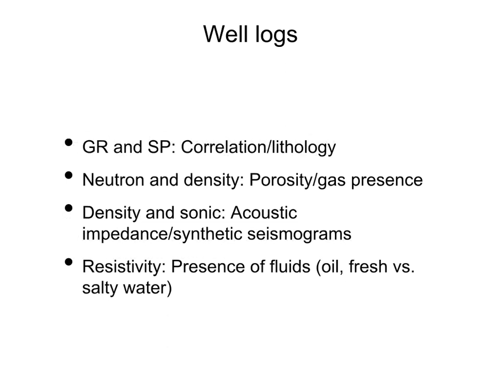The most common logs are gamma ray, GR, and self-potential, SP, which are good for determining lithology and correlating units. Neutron and density are good for determining porosity and the presence of gas. Density and sonic allow us to compute acoustic impedance and derive a synthetic seismogram along the well. Finally, resistivity is good for detecting the type of fluid such as oil, fresh water, or salty water.